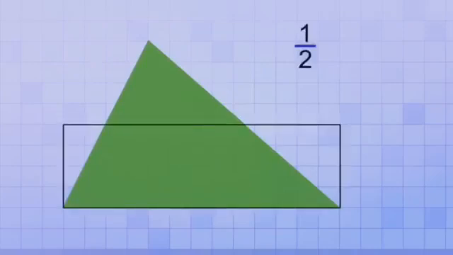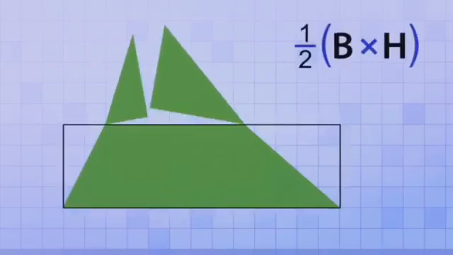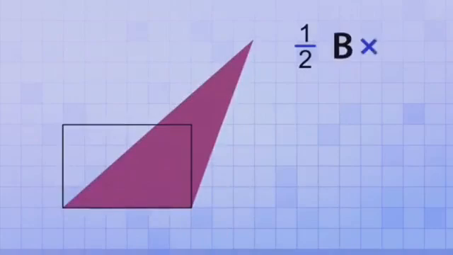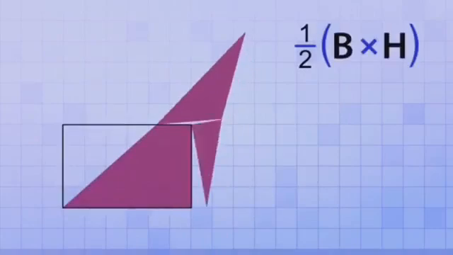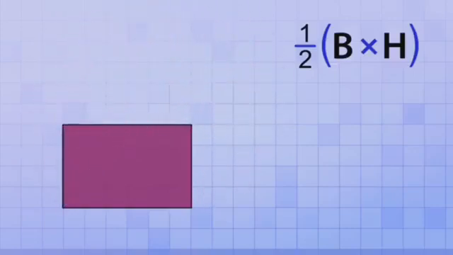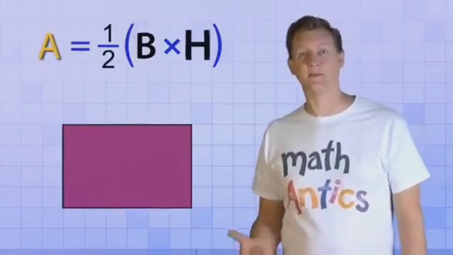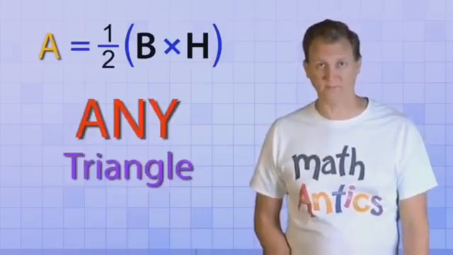So if we know these two measurements, base and height, we can just plug them into our formula to calculate the area. At first, you might not see how the same formula could work for all three types of triangles, but watch this. Here's an acute triangle, and this box is 1/2 its base times its height. If we cut our triangle up, you can see that it fits perfectly inside that area. But wait, there's more. Here's an obtuse triangle with a box that's 1/2 its base times its height. Again, if we cut up the triangle, it fits perfectly inside the box. Now you can see how the formula, area equals 1/2 base times height, works for any kind of triangle.